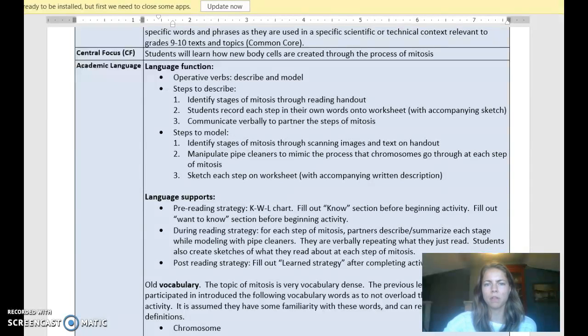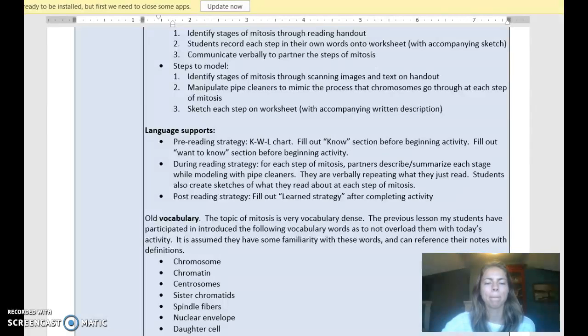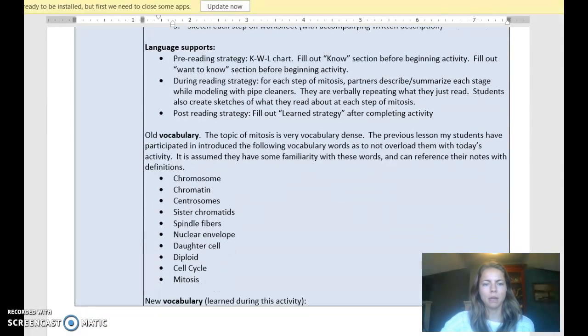And both of these operative verbs are sort of happening simultaneously. So they're identifying the stages, and then they're modeling and describing it, written and orally, all at the same time. So it's just one kind of big process. Okay, so my language supports.